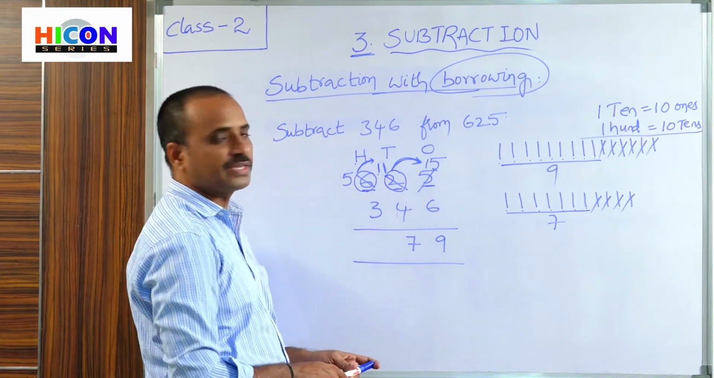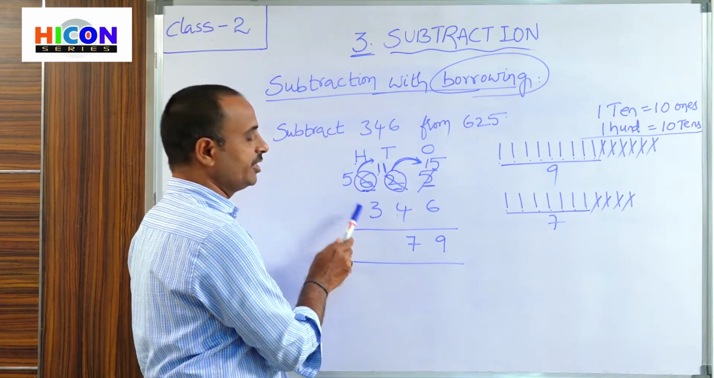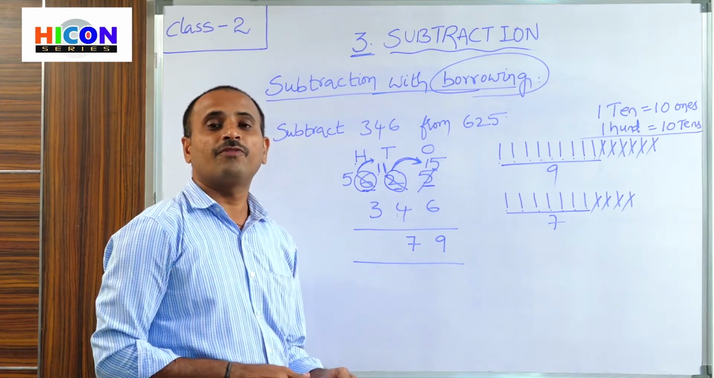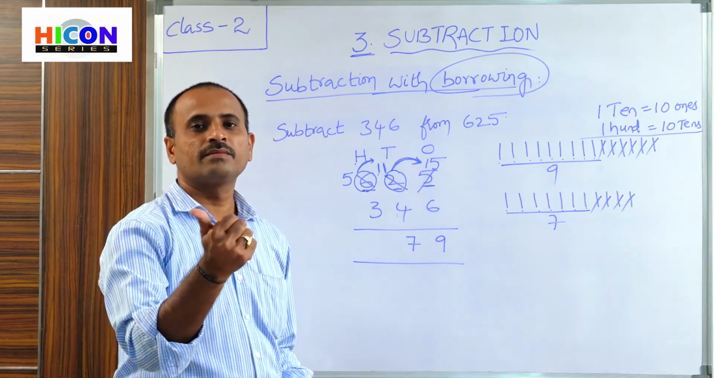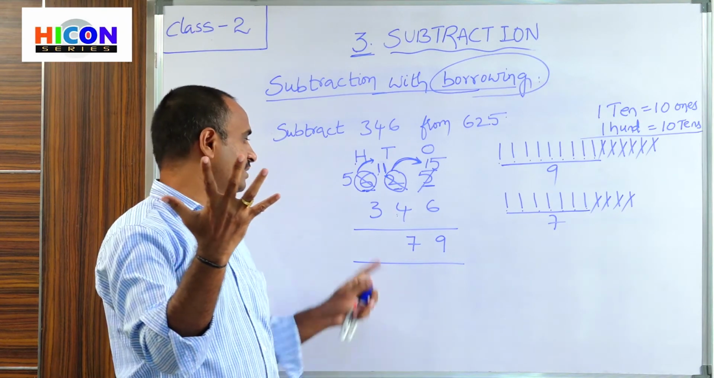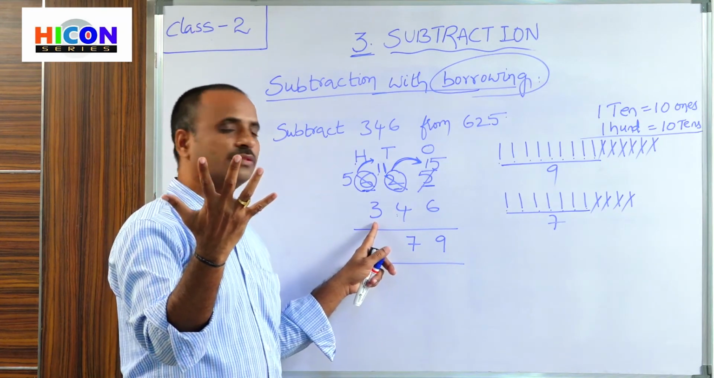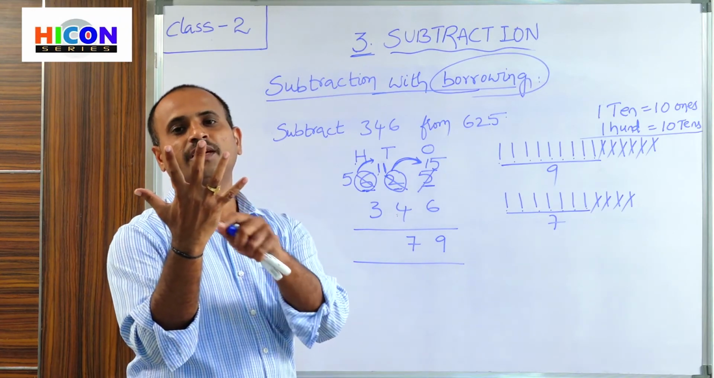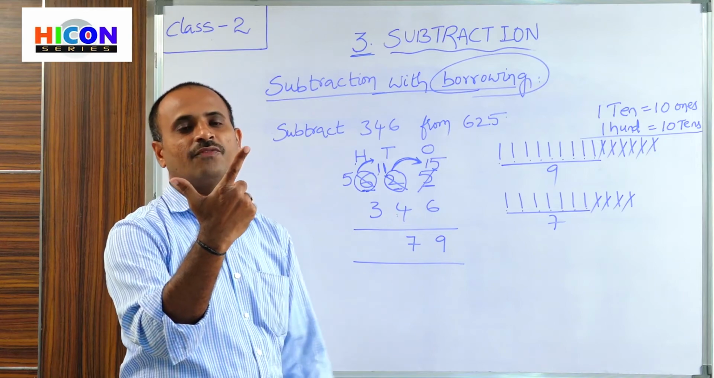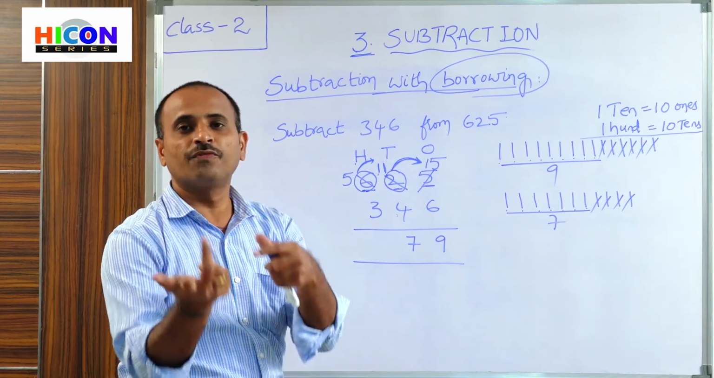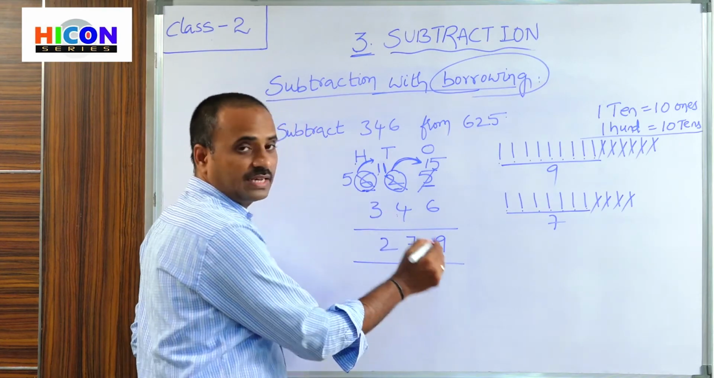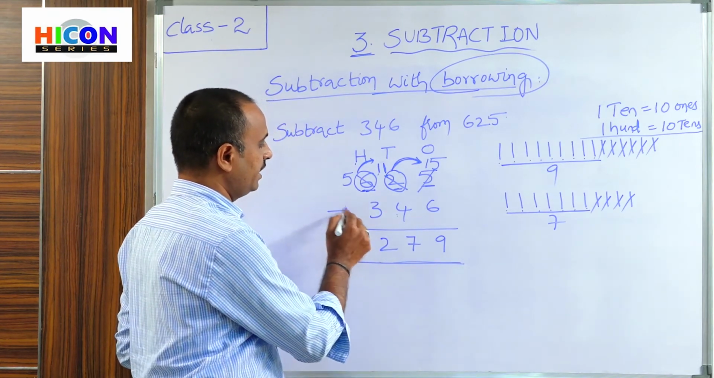So now go to hundreds place. So what are the digits present in the hundreds place? 5 and 3 are present in the hundreds place. The first digit is 5. So open 5 fingers of your hand. 1, 2, 3, 4, 5. And what is the second digit? 3. So close 3 fingers in these 5 fingers. 1, 2, 3. So children, how many fingers are left? So 1, 2. So 2 fingers are left. So write 2 under hundreds place. So the answer is 279.